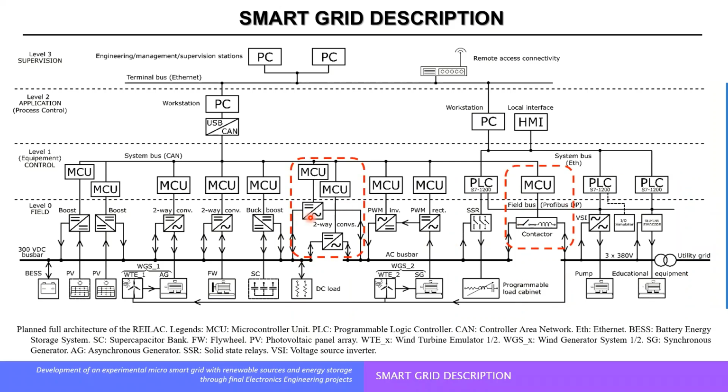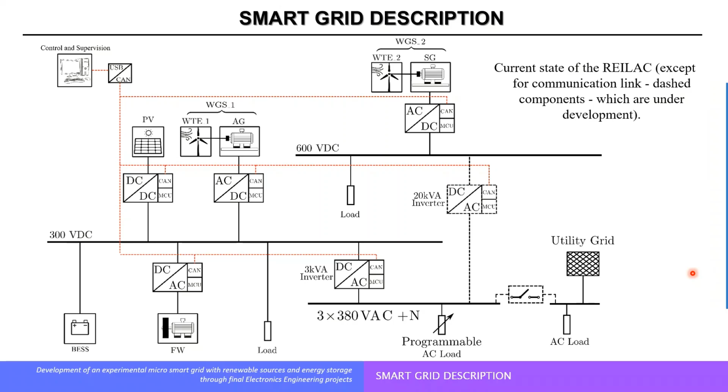And finally, we have some interconnection between the voltage levels. In this case, we have two-way converters which link the AC and DC parts of the network, and then on this end we have a contactor which possibly connects the internal AC grid with the utility grid. This, as I said, was the planned architecture. This is what is currently operational.